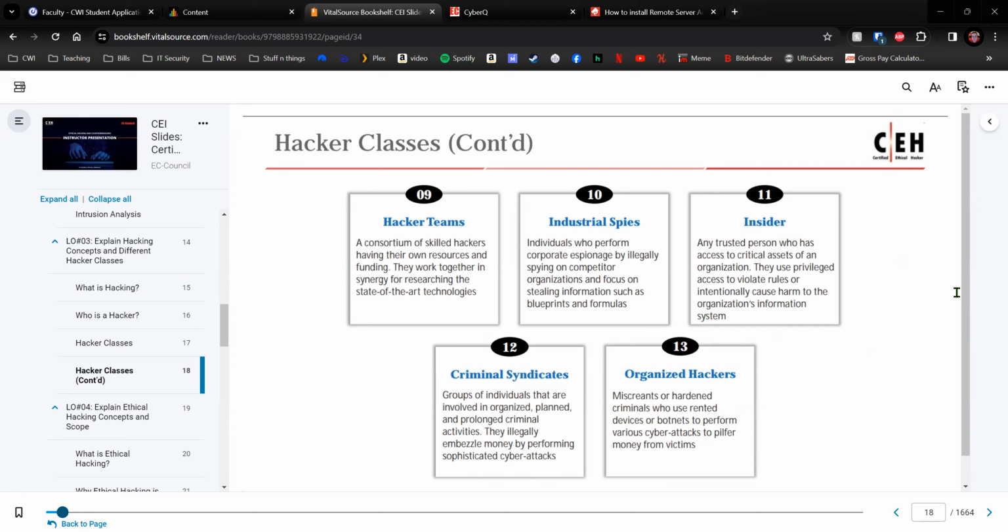They use privileged access to violate rules or intentionally cause harm to the organization's information system. Criminal syndicates are groups of individuals that are involved in organized, planned, and prolonged criminal activities. They illegally embezzle money by performing sophisticated cyber attacks. And then there are organized hackers, miscreants, or hardened criminals who use rented devices or botnets to perform various cyber attacks to pilfer money from victims.